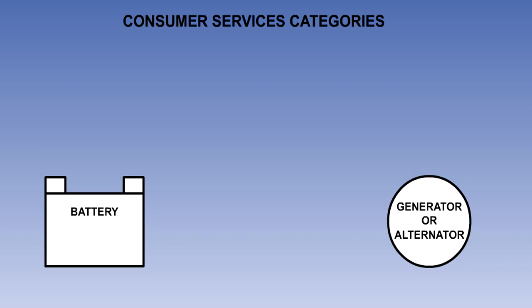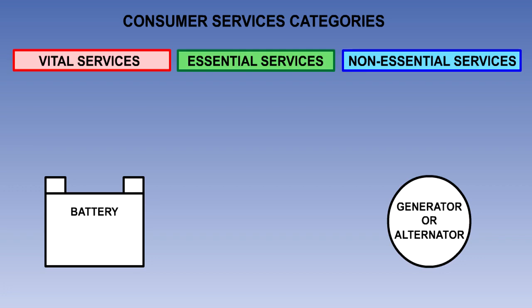In order to decide which services are fed from which busbar, it is usual to categorize all consumer services or loads by their importance. Services are usually split into three groups, known as vital, essential, and non-essential services. Vital services are those which would be required after an emergency landing, for instance, emergency lighting and the electrical operation of fire extinguishers. These services are connected directly to the battery.